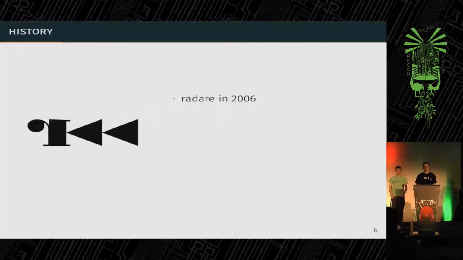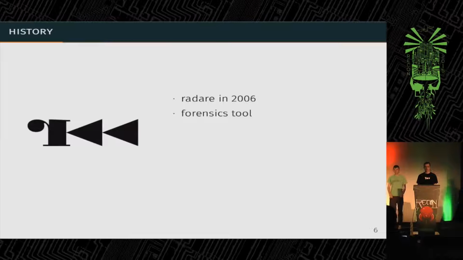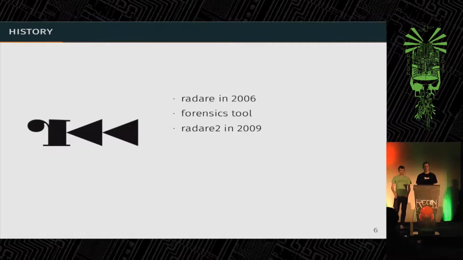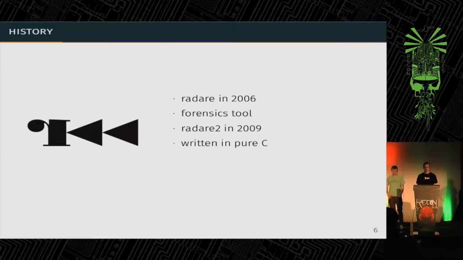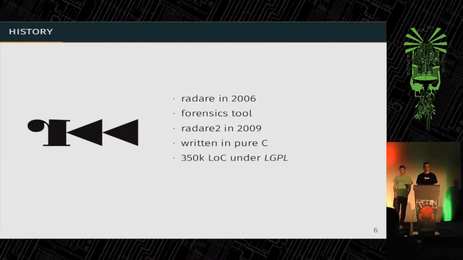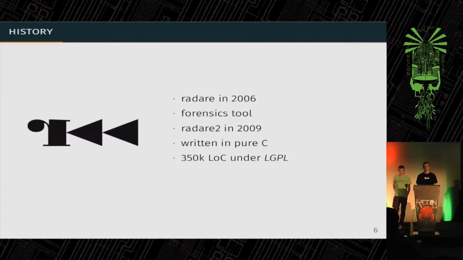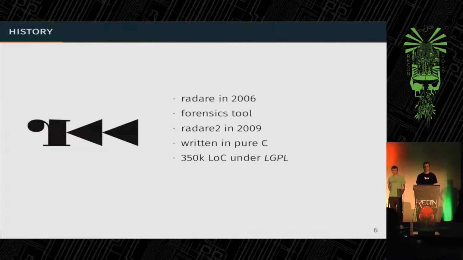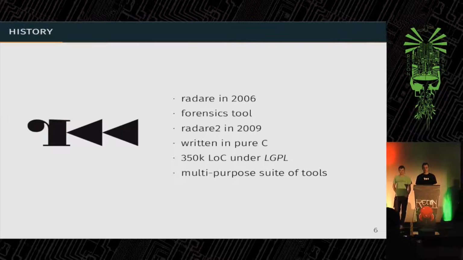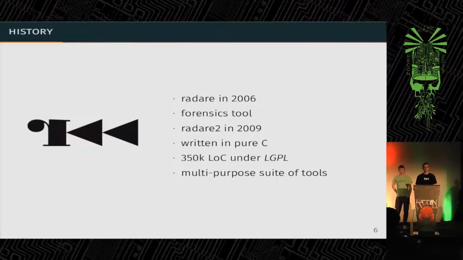So Radare2. Radare started in 2006 by a Spanish guy named Pancake. It was a forensic tool, a hexadecimal editor, and he completely rewrote it with some friends of his in 2009. It's completely in C, so it's really portable. You can compile it on anything you want. There is a shitload of C lines, and it's LGPL, so you can embed it in your proprietary software and sell it. It's a multi-purpose suite of tools. It's not only a decompiler or only an assembler. You can do really a shitload of things with it.